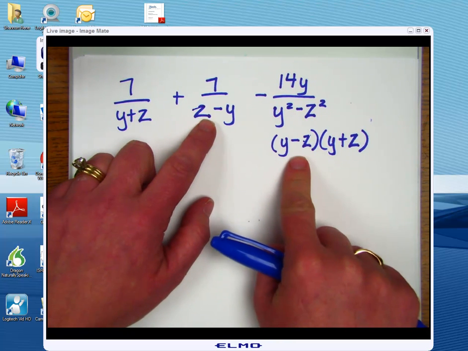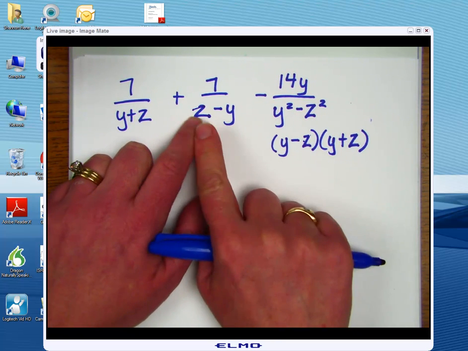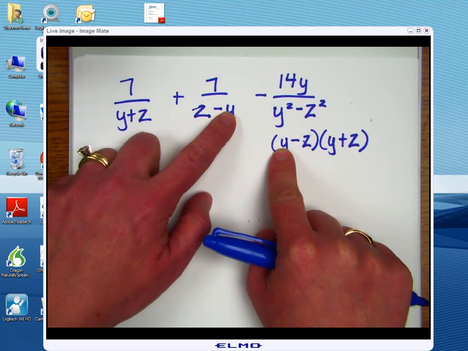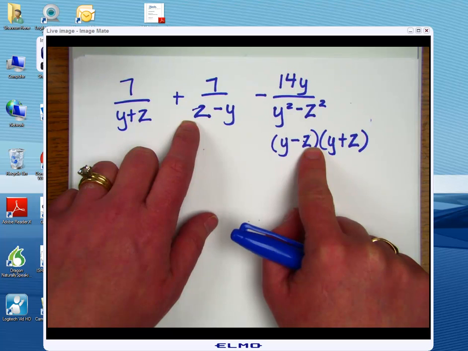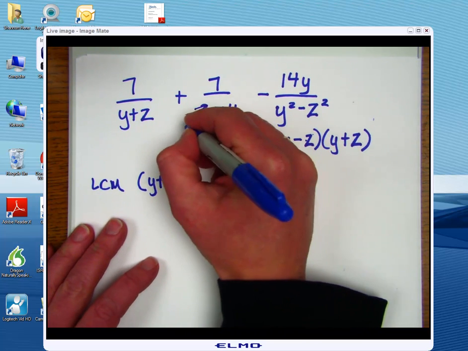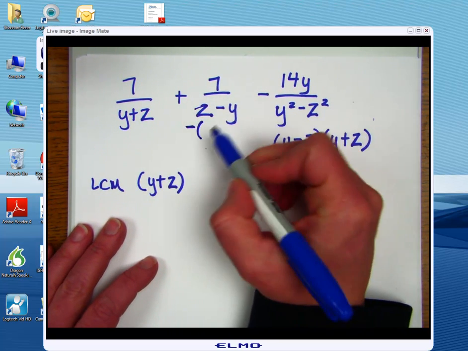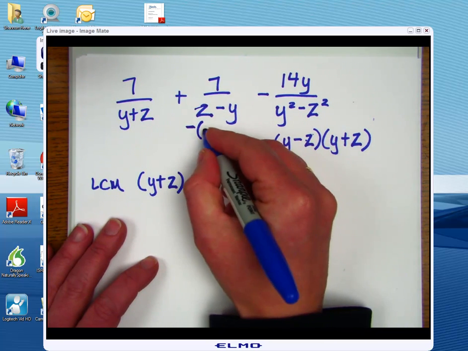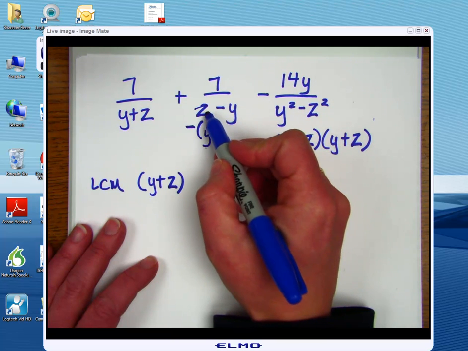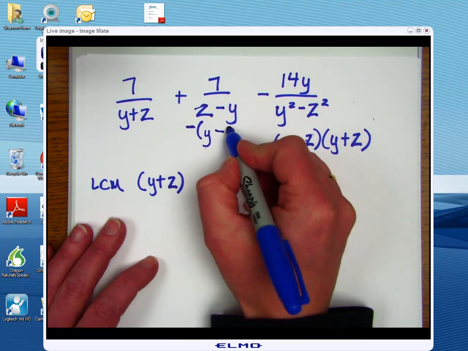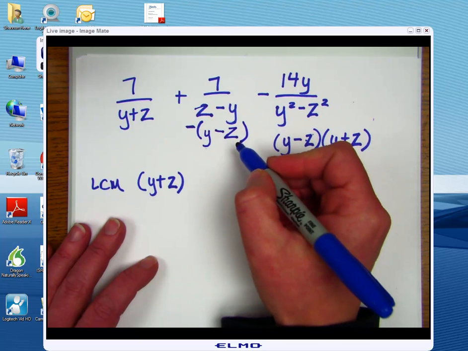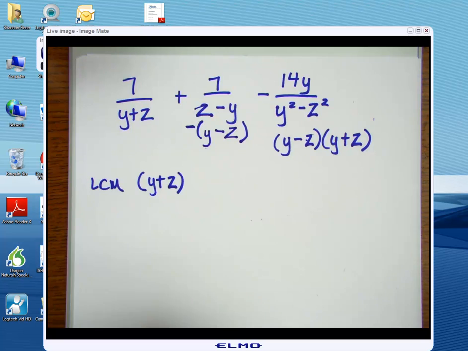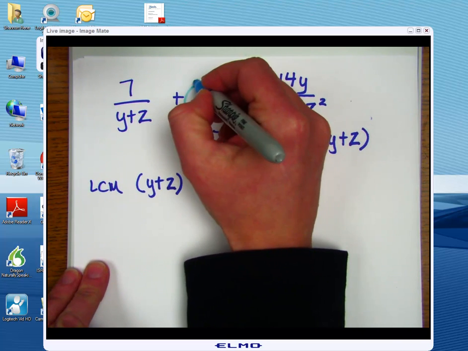In class, we talked about this. If they differ by a sign, then I'm going to pull a negative out. So this is a positive y, this is a negative y, this is a negative z, this is a positive z. If I pull out a negative, remember that it's going to change the sign of everything in parentheses. So my negative y is going to become positive, and my positive z is going to become negative. And now I can pack up my negative sign and move it on upstairs. Okay?